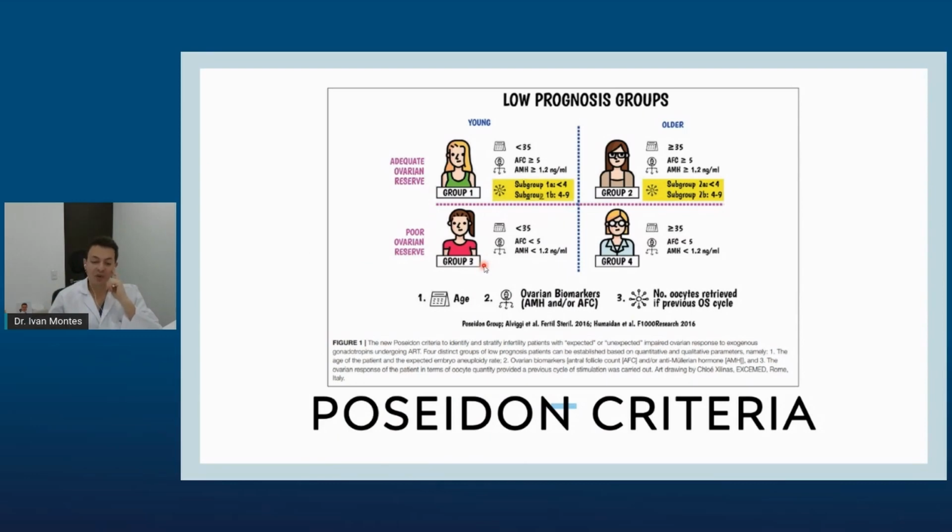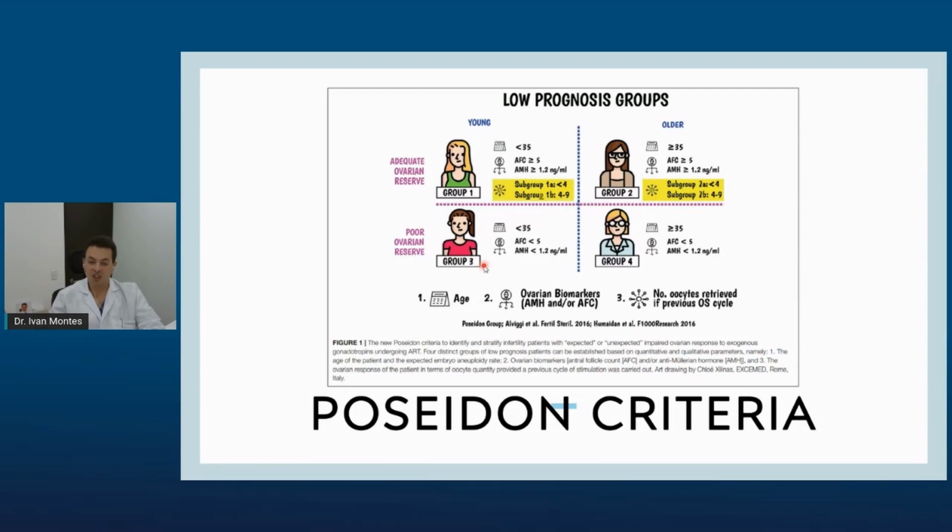rely on personal experience or anecdotal facts to handle such patients. So they establish a new classification that is called Poseidon criteria. That means patient-oriented strategies encompassing the individualized oocyte number group, that proposes a new and more detailed stratification for low prognosis patients who undergo ovarian stimulation for IVF treatment.